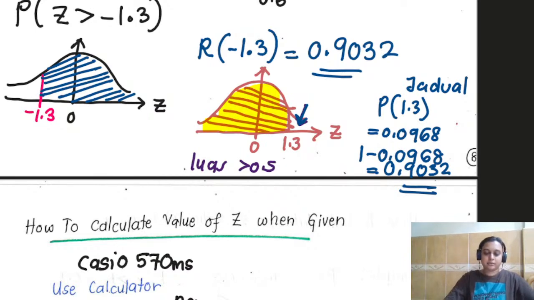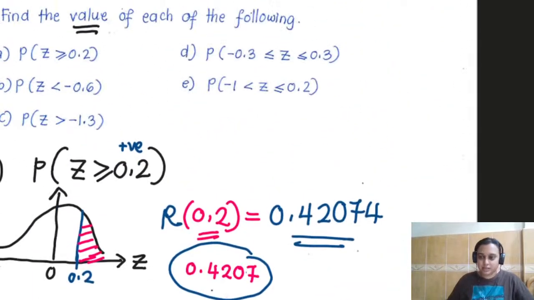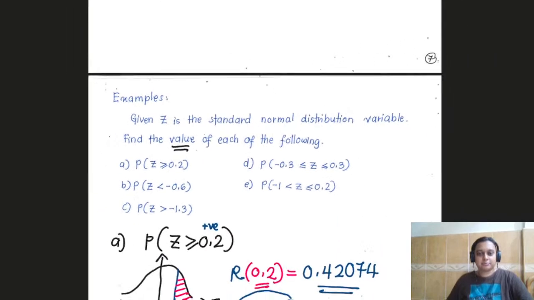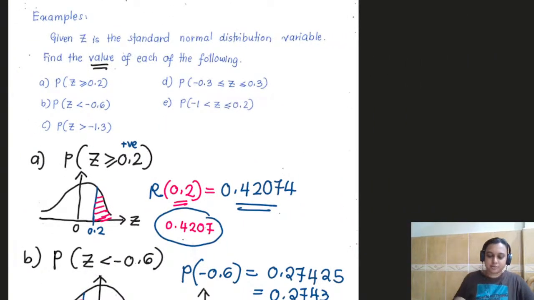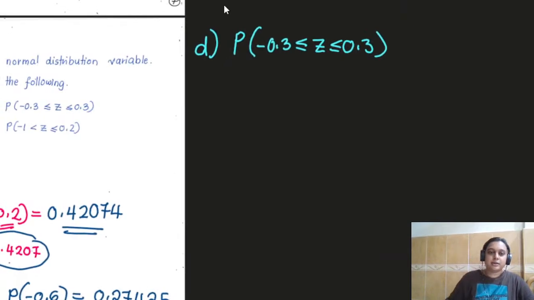Okay, next one. I want to show for D. This is interesting, right? Actually, to solve. Okay, untuk D pula, probability kebarangkalian negatif 0.3 sampai 0.3. Sekarang first step kita lukis dulu. We draw first your graph.